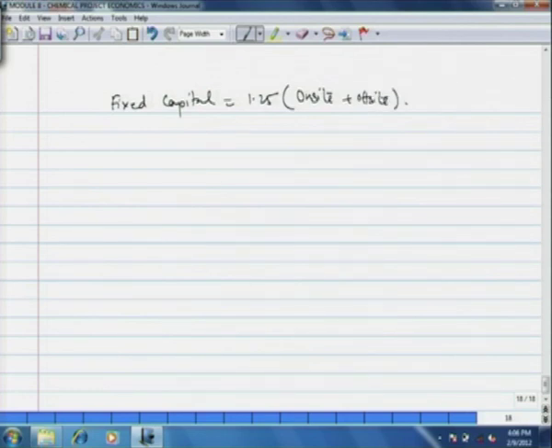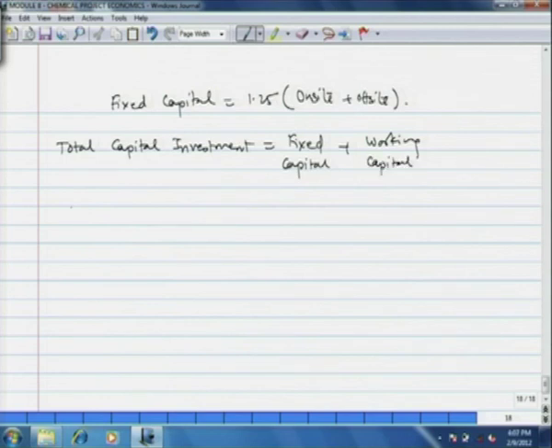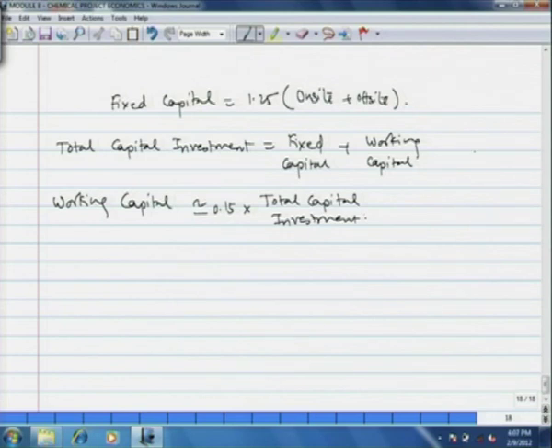Now, total capital investment has 3 components. That is the fixed capital plus working capital, and the startup cost. Working capital is typically 15% of total capital investment, and startup cost I already told you is 0.1 times fixed capital investment.